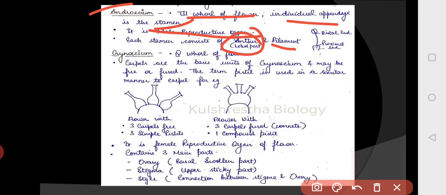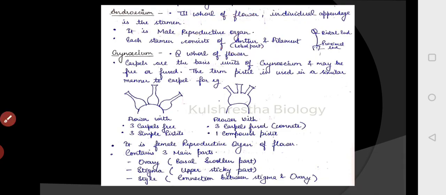Now this is the filament. The picture is very small, but you can see it has two ends. This is the proximal end and this is the distal end. By the proximal end, it is attached to the thalamus or receptacle. As I told you, the thalamus or receptacle is that part of the flower to which all the floral appendages are attached. Proximal means near, and distal is far. So this is the distal end, by which the filament is attached to the anther.